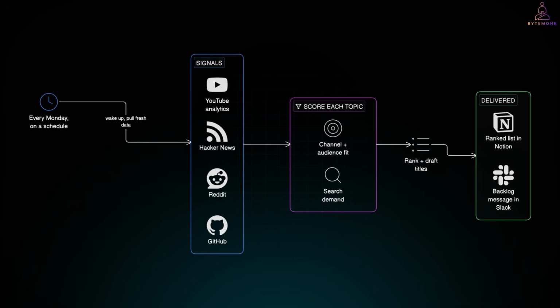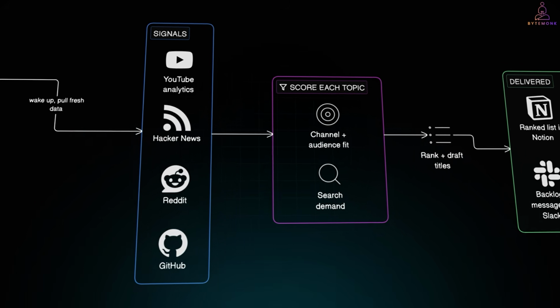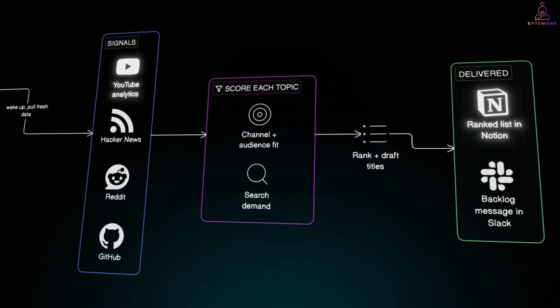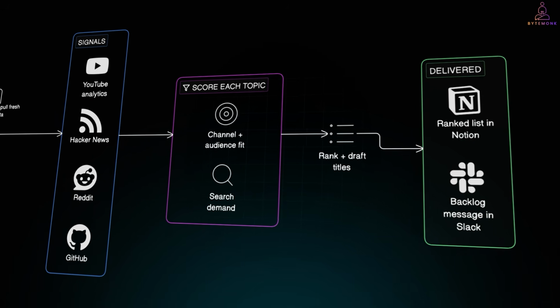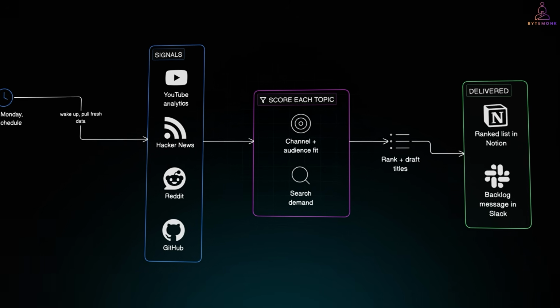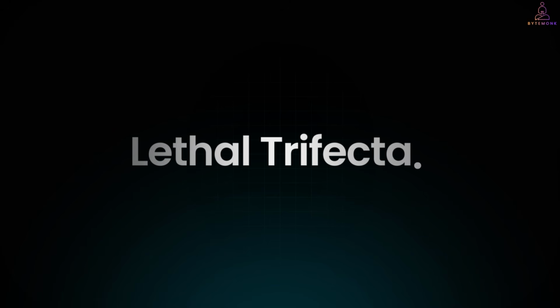It reads content from the open internet, from Hacker News, Reddit, and GitHub, and anyone in the world can write what it reads. It has access to my private accounts, my analytics, and my Notion. And it can send things out into Slack. Security researchers have a name for an agent that can do all three of these at once. They call it the lethal trifecta. And once an agent has all three, it can be turned against you.